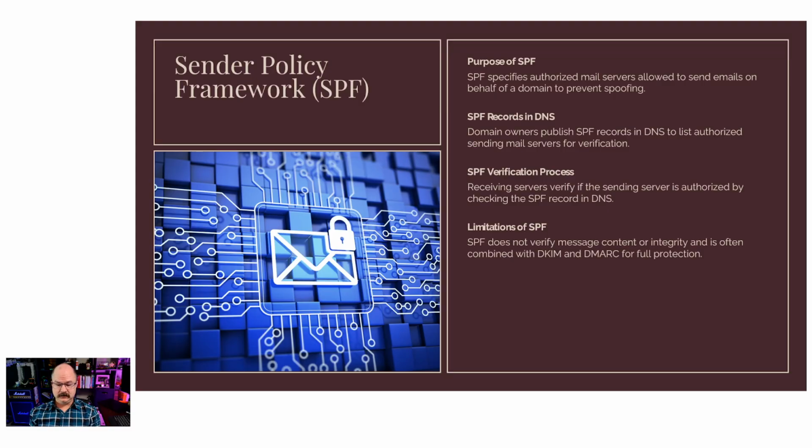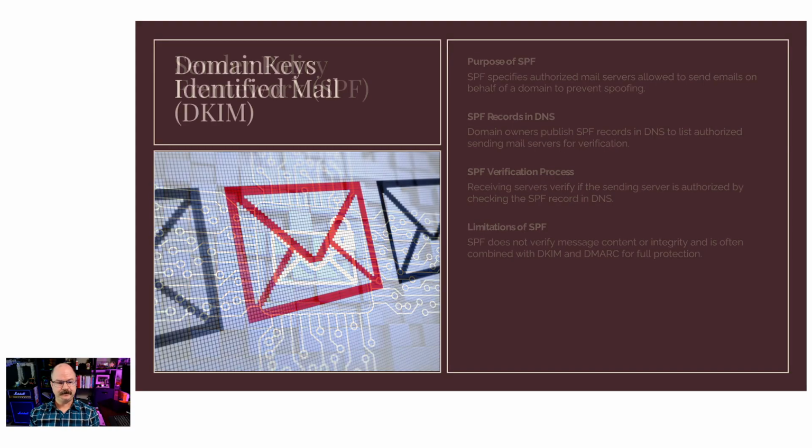If the server's not listed, again, the email may be marked as suspicious or ultimately just completely rejected, depending on how the receiving email server has their SPF hard fail configured. SPF helps prevent spoofing by ensuring that only designated servers can send mail from a domain. However, SPF alone does not verify the content or integrity of the message, which is why it is often used in conjunction with DKIM and DMARC.